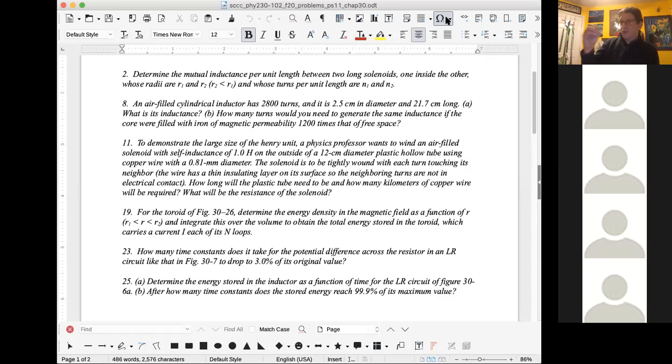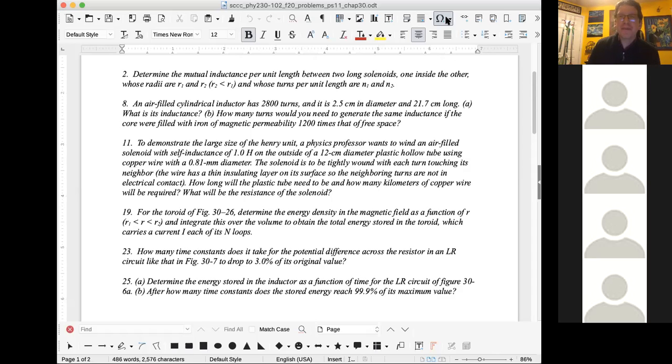And then you're integrating over a circular cross section. The differential element of a circle is R dr d theta. So you'll need to integrate over theta from 0 to 2 pi, and then integrate over R, not from 0 to R, but from R1 to R2. Setting up the integral is the hard part. Doing the integral is actually easy.